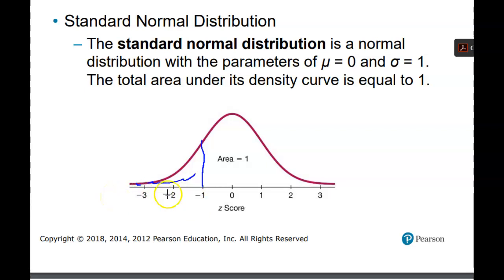Sometimes, if you wanted to find greater than -1, just like we did with the binomial CDF function, you might have to find the probability that your z-score is less than -1, and then do 1 minus that number, because whatever this adds up to, the rest of this area plus that have to add up to 1.